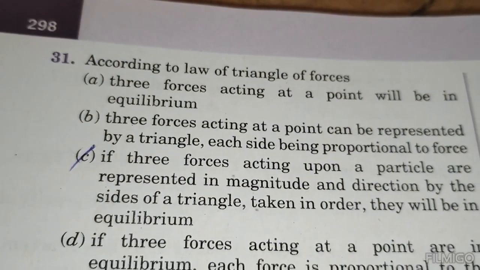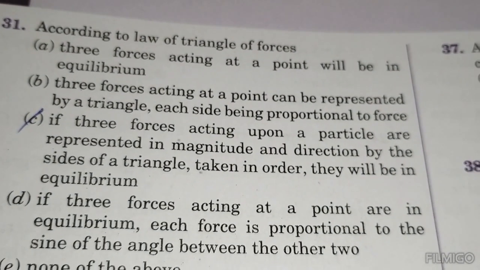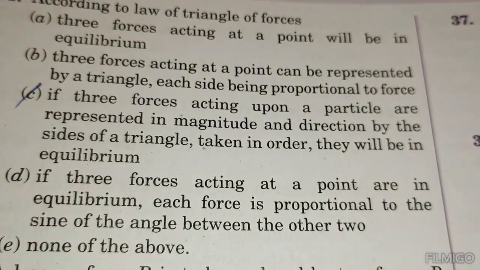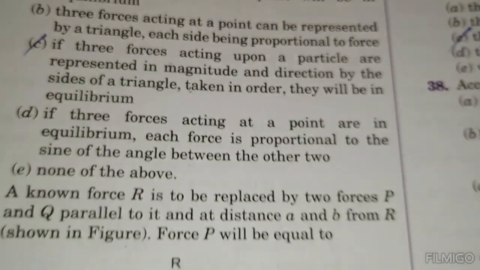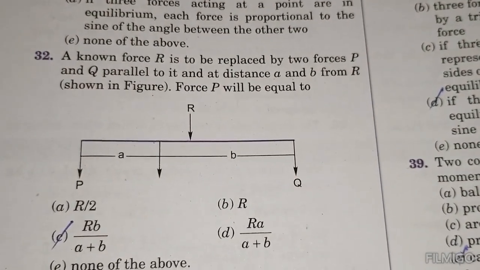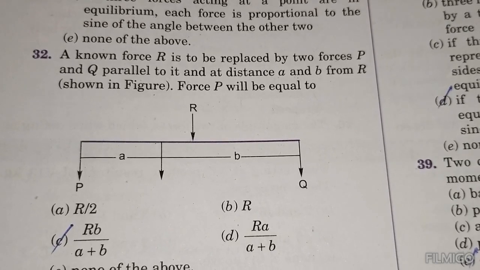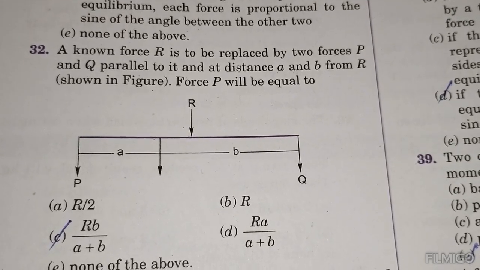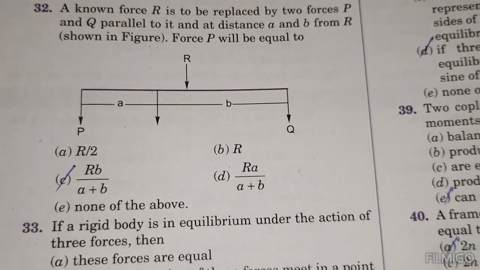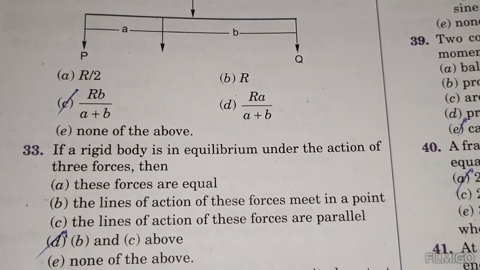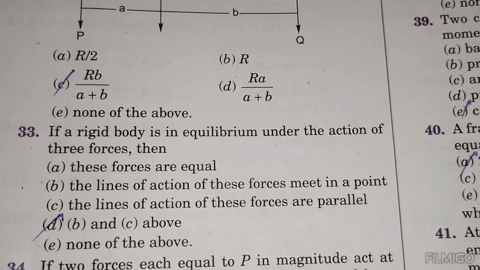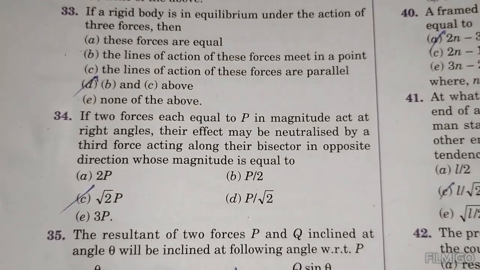According to the law of triangle of forces, if three forces acting upon a particle are represented in magnitude and direction by the sides of a triangle taken in order, they will be in equilibrium. A known force R is to be replaced by two forces P and Q parallel to it at distances A and B from R. Force P will equal RB by A plus B. If a rigid body is in equilibrium under the action of three forces, then the forces are concurrent and coplanar.